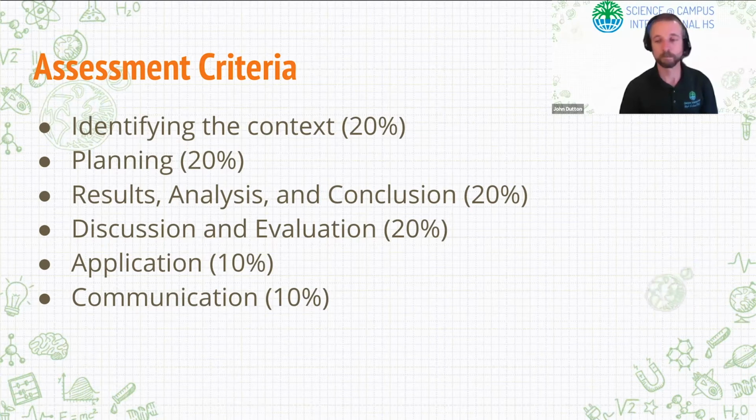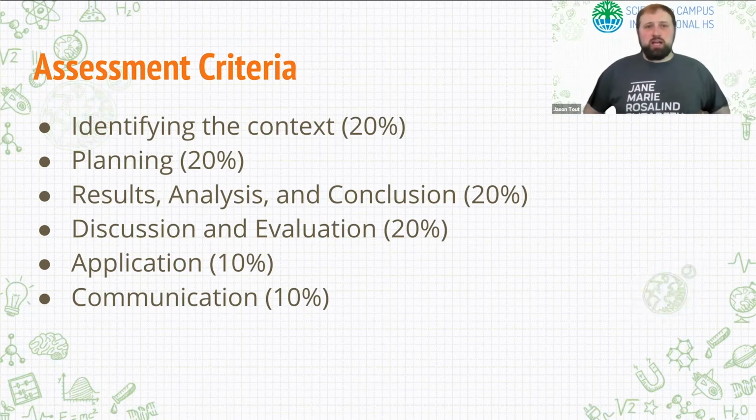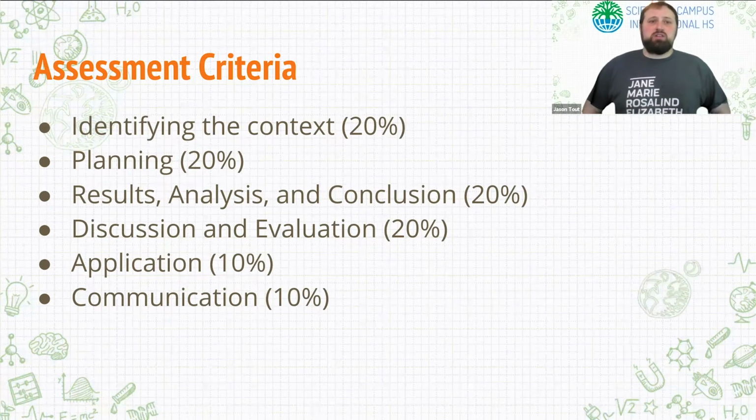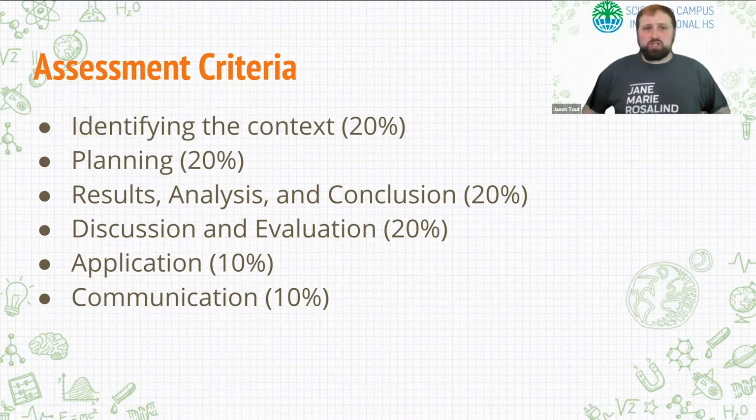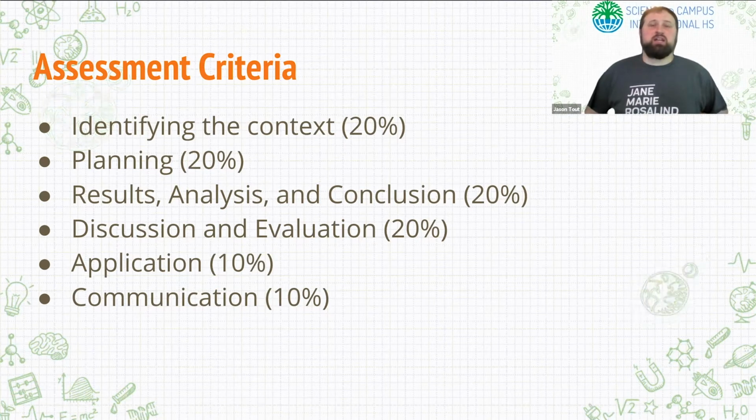The identifying the context is your work and background research finding information on your topic. Your planning is the procedures that you will design. The results, analysis, and conclusion is where you will collect data and analyze that data and form your own conclusion. Your discussion and evaluation is where you will discuss the impacts of your research and the validity of it. The application is where you will discuss how your data applies back to the local or global context that you identify. And your communication grade is simply how well organized your final report is.